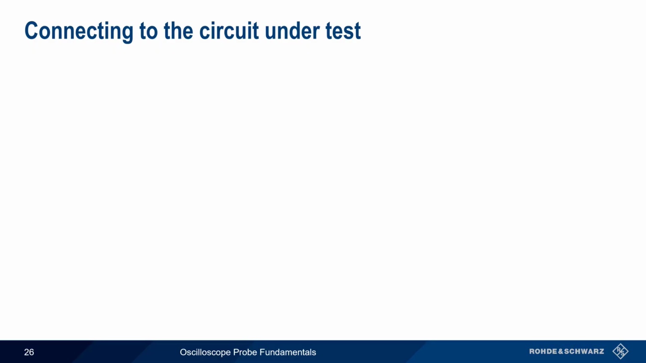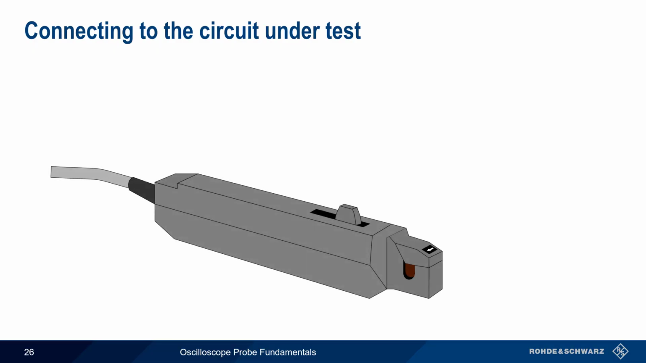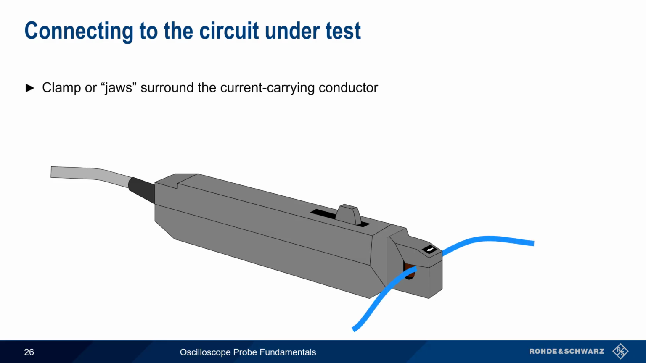Using a clamping-style current probe is very simple. The clamp or jaws are opened and then closed around the conductor. Using these types of clamping or split-core probes has the advantage that the circuit does not need to be broken.